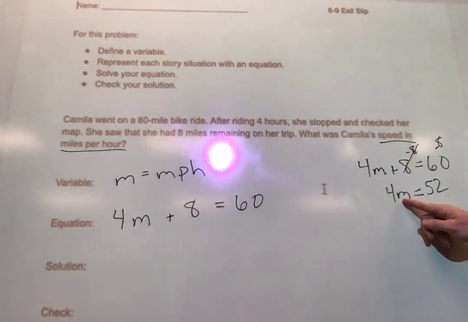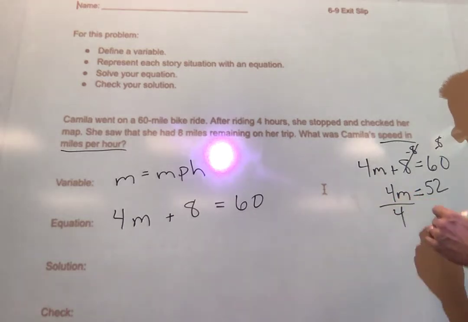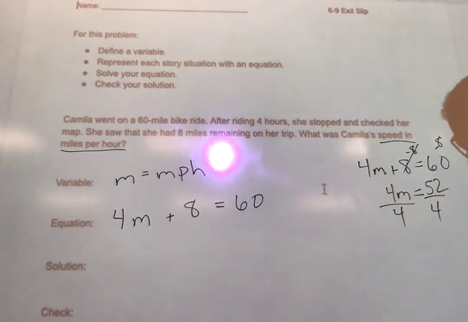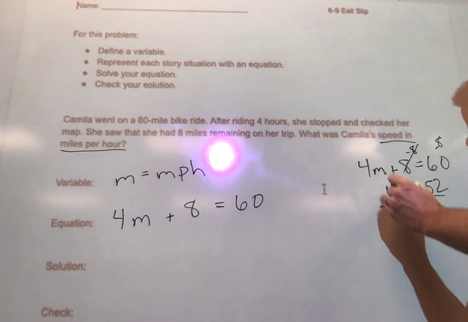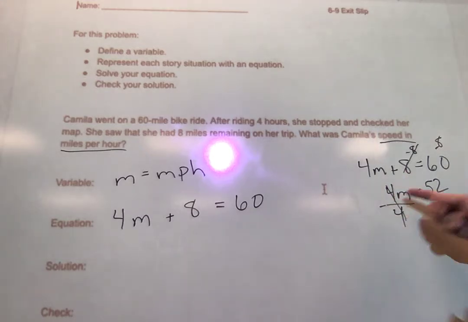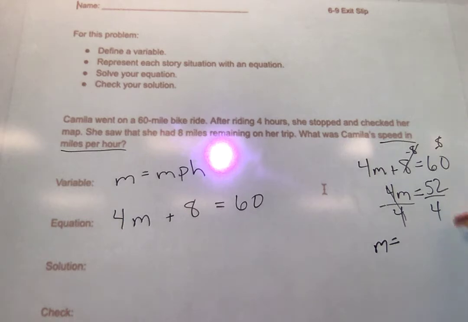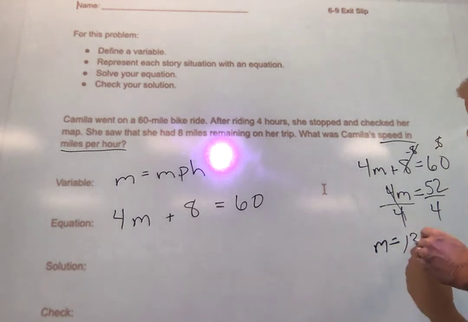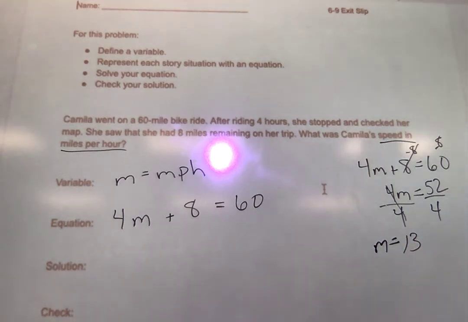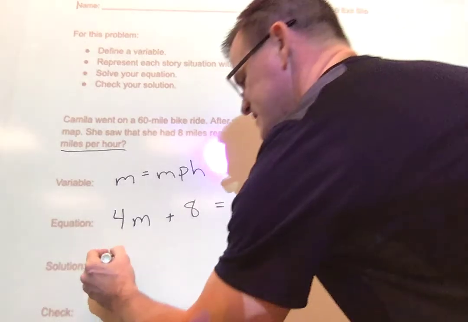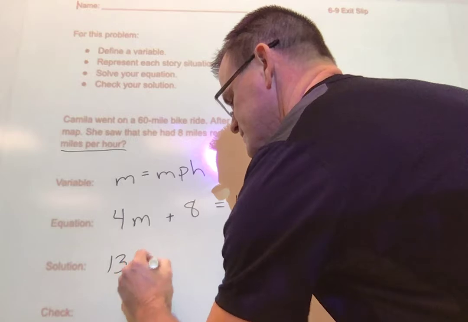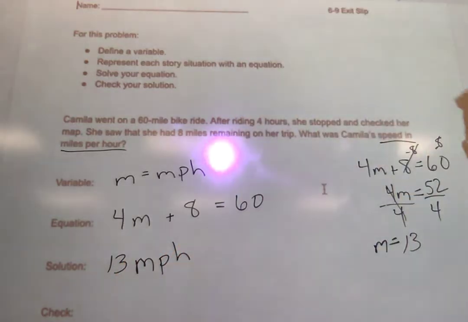And then we know that if we've multiplied something times 4, to undo that, we can divide by 4. So I must divide the other side by 4. In this case, 4 divided by 4 leaves me 1, and 1 times m is just m. And 52 divided by 4 is 13. So I know m, my miles per hour, is 13 miles per hour. That would be my solution. That's what I'm missing. I go 13 miles every hour.